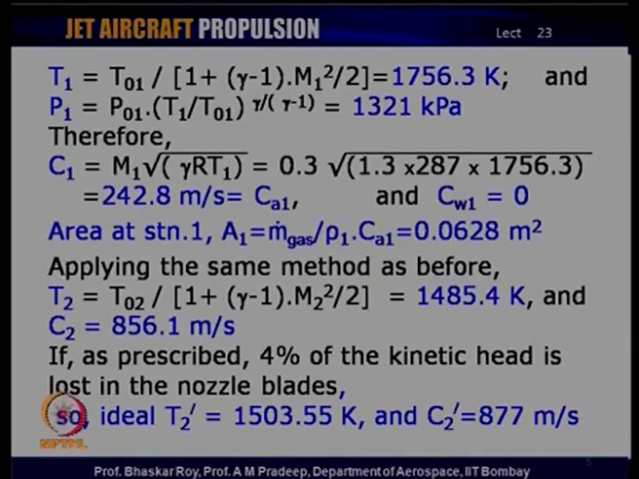And if we invoke the local temperature that has been just found, we get a velocity which is 242.8 meters per second, corresponding to Mach 0.3 that has been prescribed there. Now, since alpha 1 is given as 0, C 1 effectively becomes equal to C A 1, and correspondingly C W 1 would be 0.